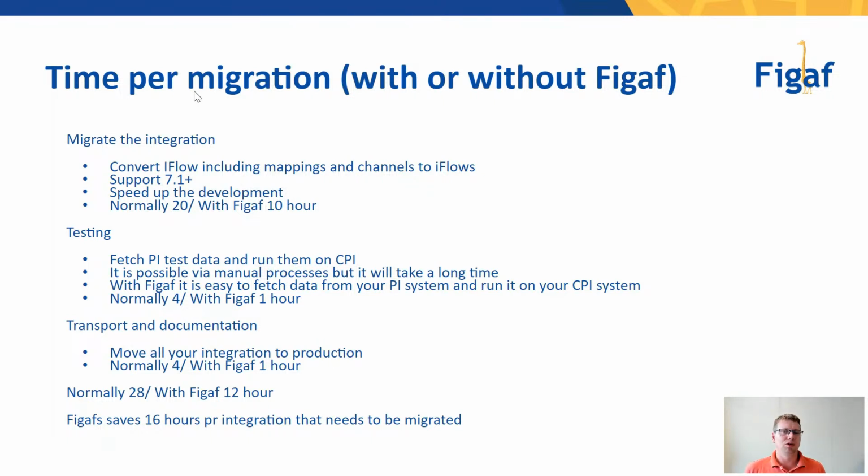And with the Figaf tool, you can save a lot of time on the testing because you can take data from your PI system, send it through your CPI system, and then you've got a valid test case. You can prove this works as expected. And then you want to move the item into production. Here I've just said that it takes 4 hours, but in the previous slide, you obviously had a savings of 12 hours for doing such a transport. If we add this up, you save 16 hours per transport that you need to work on.